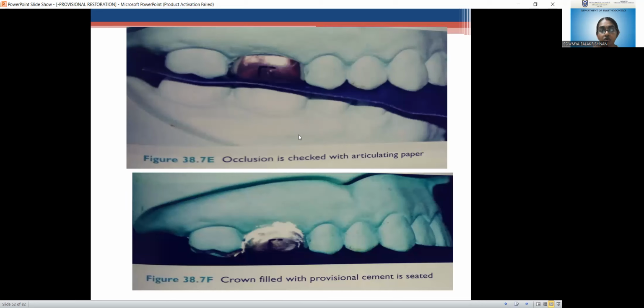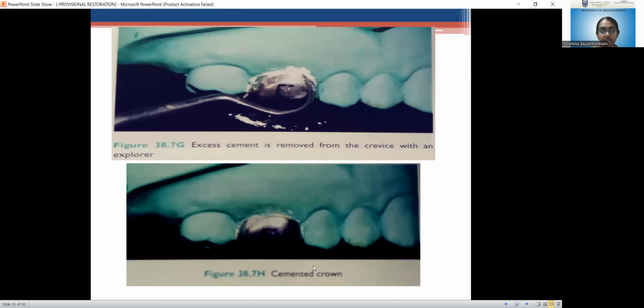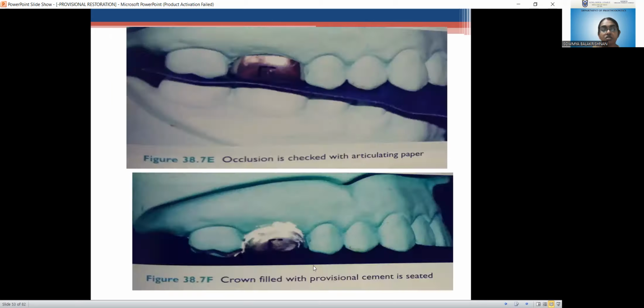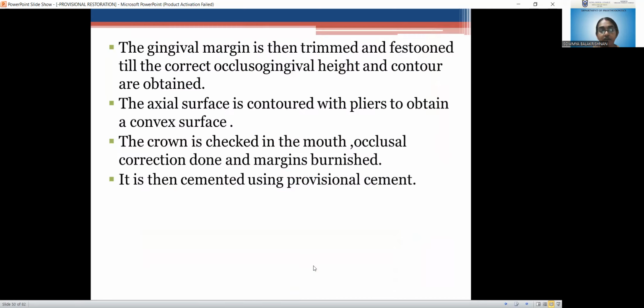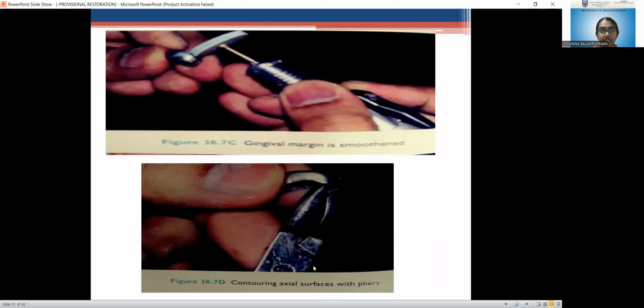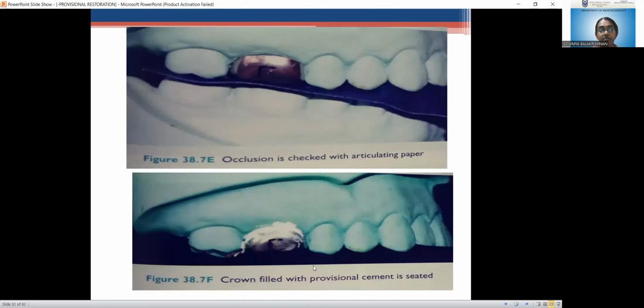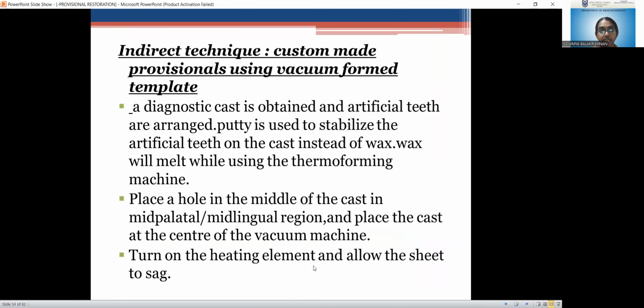So after the occlusion is checked with the articulating paper, we have to recall the patient, and this crown is then tried onto the patient's mouth after tooth preparation, and then it is filled with the provisional cement while cementing. That means the fabrication part is completed extraorally on the cast. That is why we call it an indirect technique.